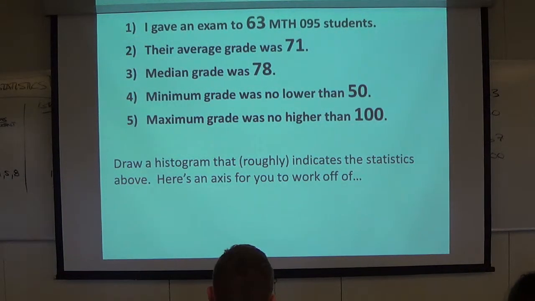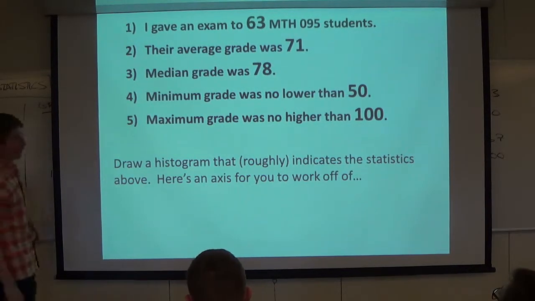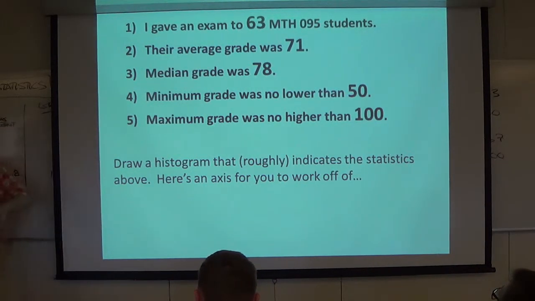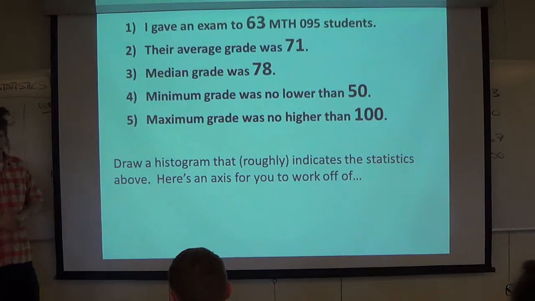I decided to turn this one on its head a little bit for you. I gave an exam back in the day to 63 Math 95 students. Fact. Fact number 2, the average grade was a 71. Fact number 3, the median grade was a 78. Smallest grade was no lower than 50. Maximum grade no higher than 100. Your job, sketch a histogram that roughly indicates this.